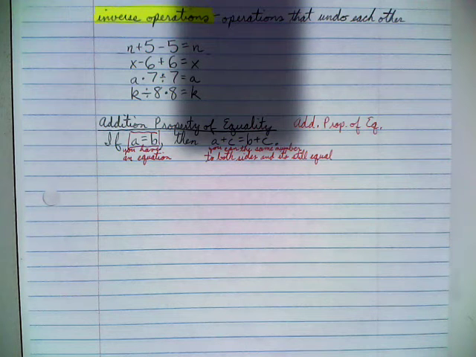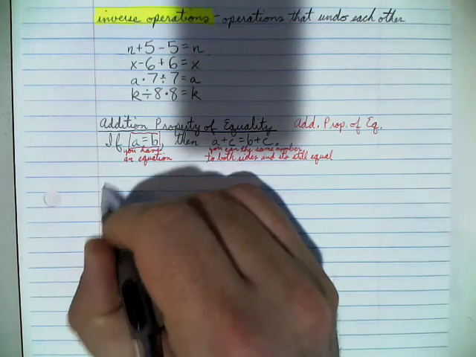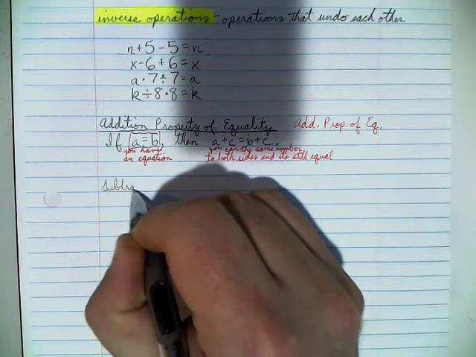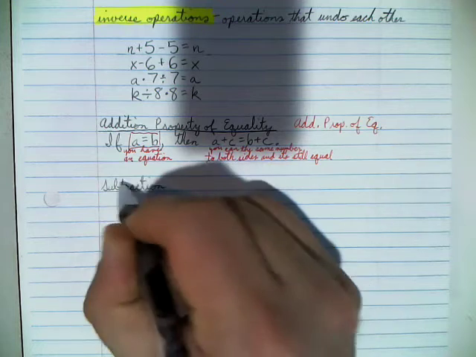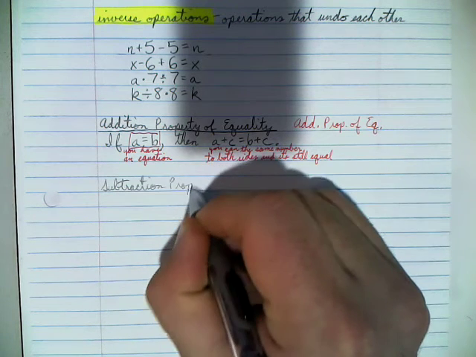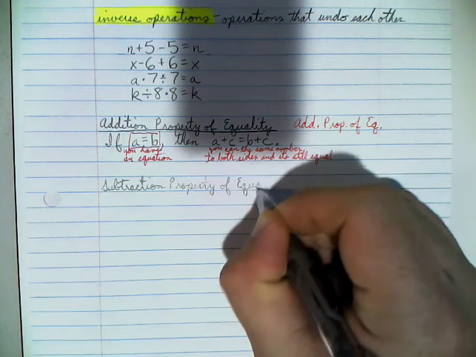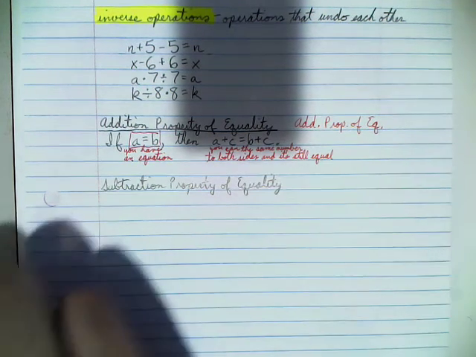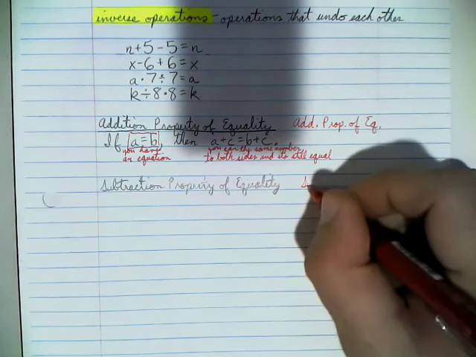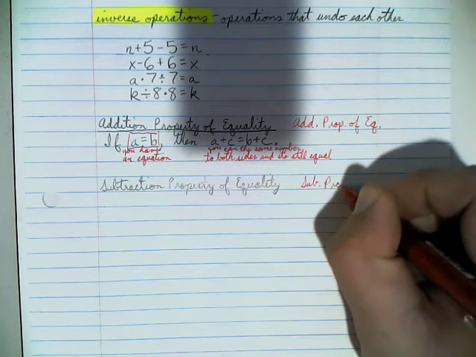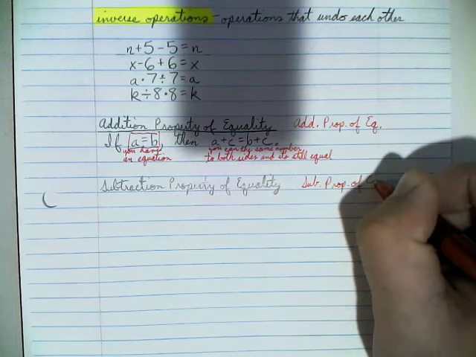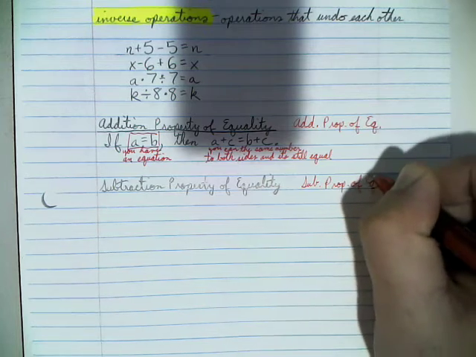So you can add a number to both sides of the equal sign and it's still going to be equal. And so that brings us to our second property, the subtraction property of equality. And it also has an abbreviation for the homework. This is going to be the sub prop of ec.